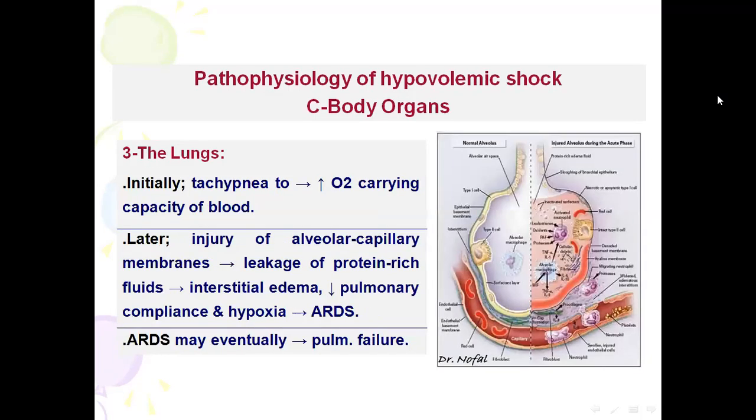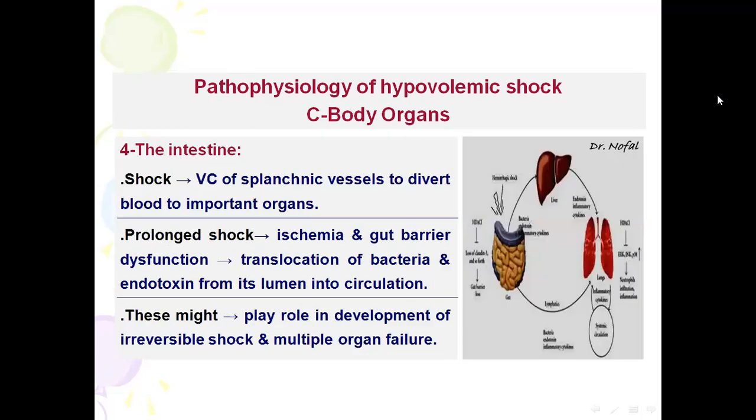In the lungs, initially there is tachypnea to increase oxygen carrying capacity of blood, but later there will be injury of the alveolar capillary membrane, which may cause ARDS, acute respiratory distress syndrome, or adult respiratory distress syndrome, and this may eventually lead to pulmonary failure. In the intestine, shock will cause vasoconstriction of splanchnic vessels to divert the blood to important organs, but prolonged shock will cause ischemia, gut barrier dysfunction, and translocation of bacteria and endotoxins from its lumen into the circulation.